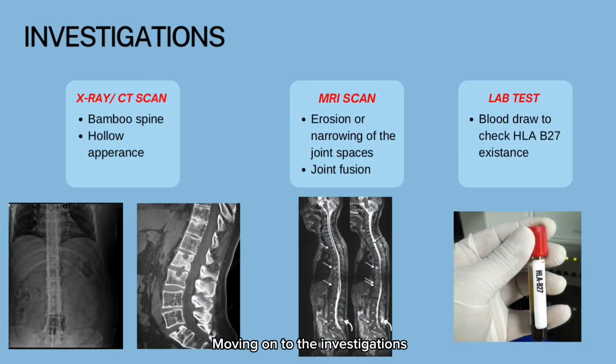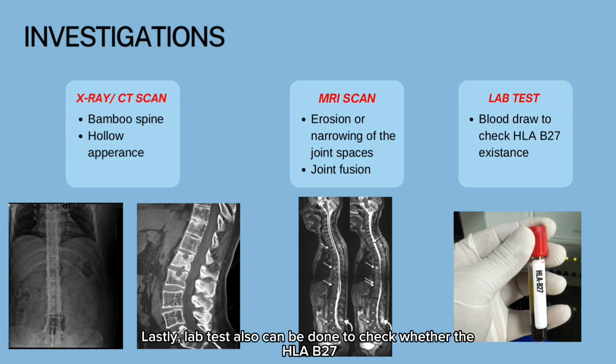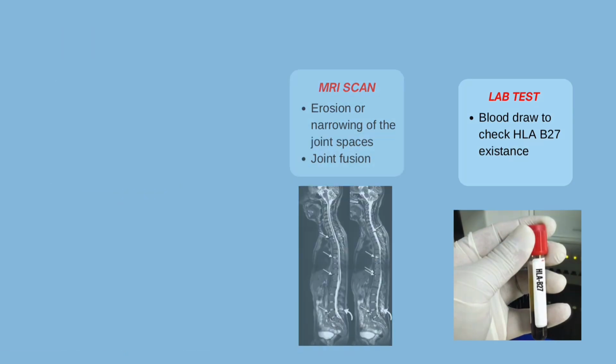Moving on to the investigations. The first investigations are X-ray and CT scan. In these two, we would see a bamboo spine or hollow appearance. Eventually, if the findings of AS in X-ray or CT scan are absent, the doctor will proceed with an MRI scan. In this scan, we can see a narrowing of the joint spaces. Lastly, lab tests can also be done to check whether the HLA-B27 gene is in the blood or not.